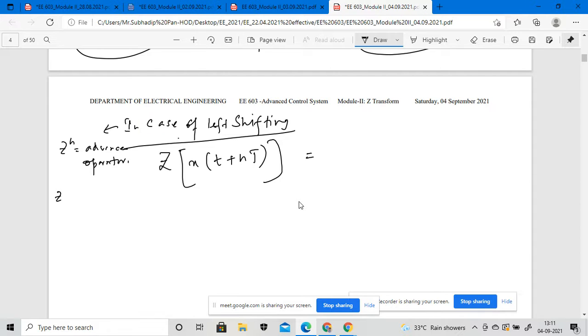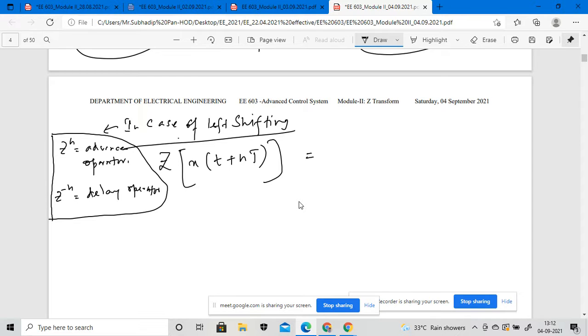But in case of a right shifting, z to the power minus n should be considered as a delay operator. Okay, keep these things in mind. So in case of a left shifting, it should be considered as z of x of t plus nt.